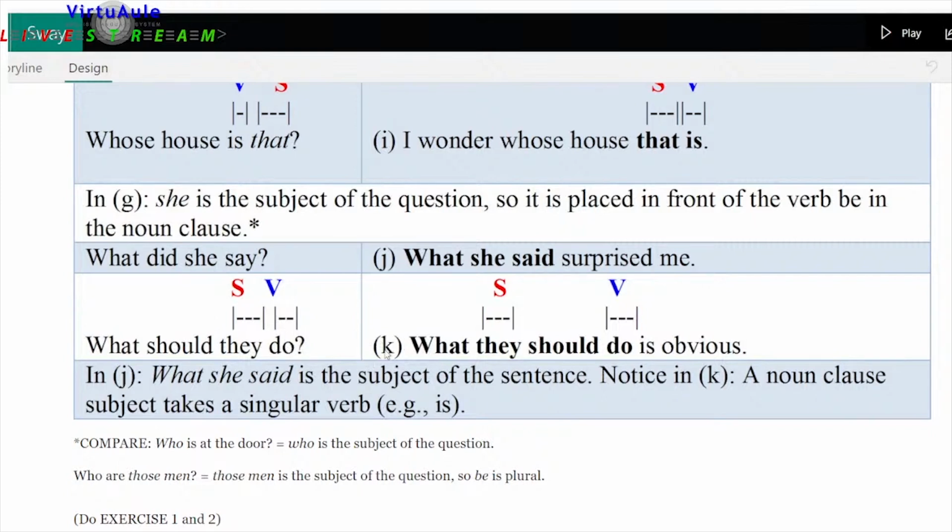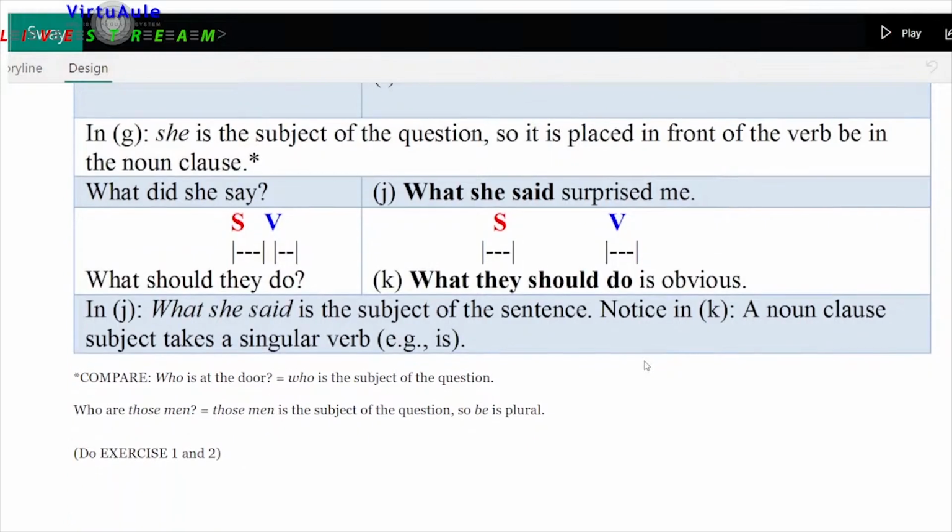Now in K, the noun clause subject takes a singular verb. What they should do is obvious. We have they as the subject of the noun clause and do as the verb. Okay, the verb is the infinitive because we have should. What they should do is all of the subject, is is the verb, the main verb. Okay, this is quite complex because you can see that we have do followed by is, which is very, very strange.